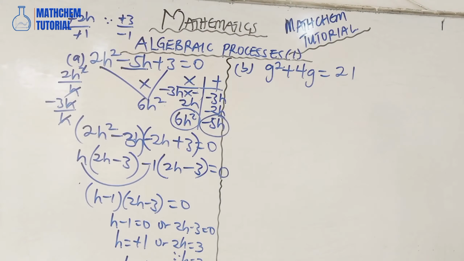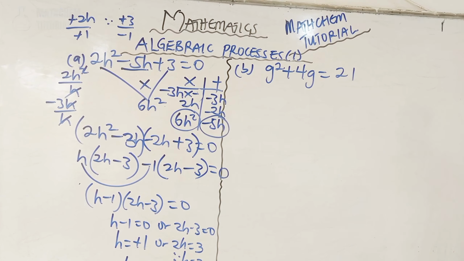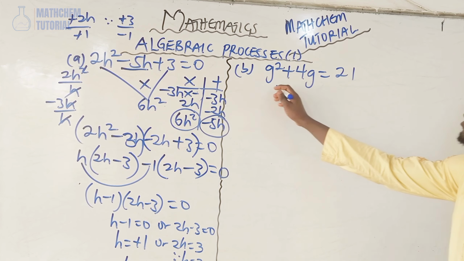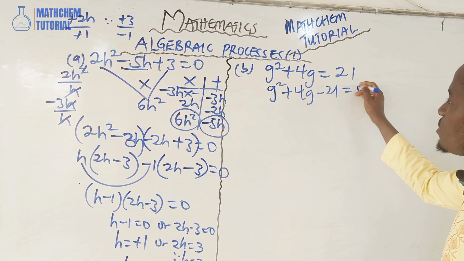Example 2, which is the B part. We still have the question as this: g squared plus 4g equals 21. So using the same factorization method, we first rearrange this and equate it to 0. This is going to be g squared plus 4g minus 21 equals 0.